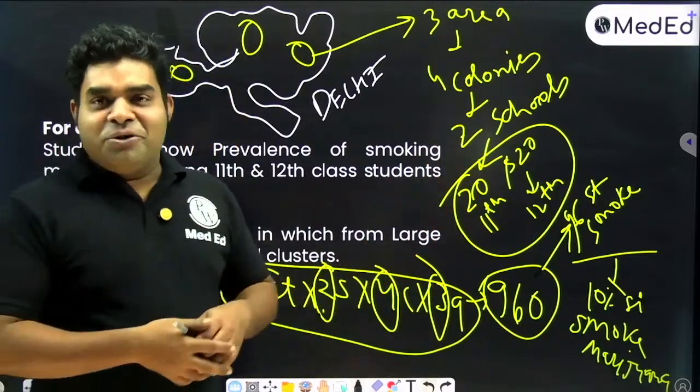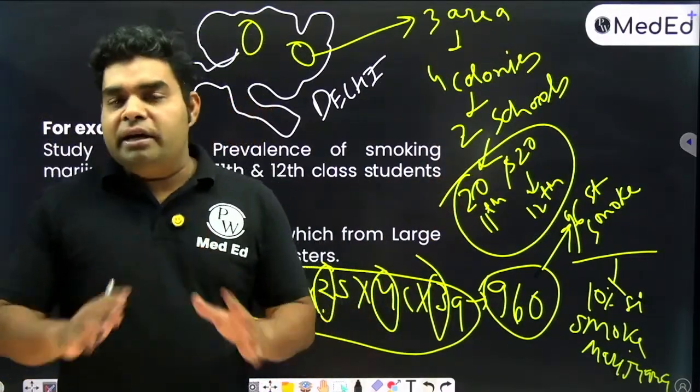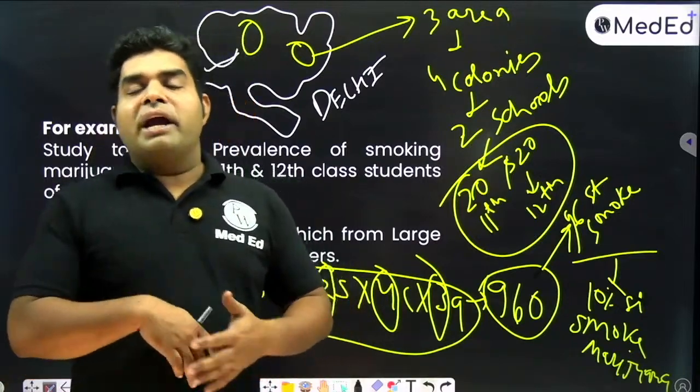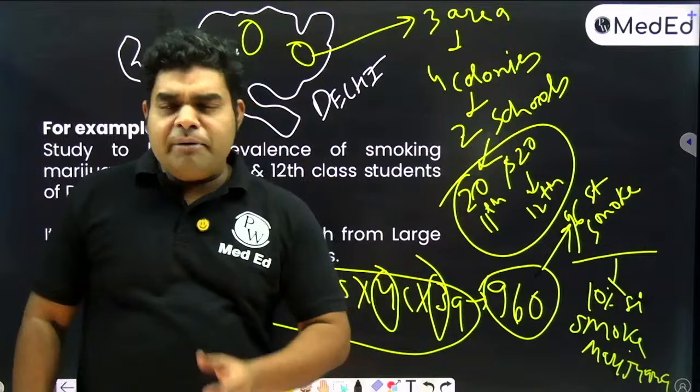You can never ask it on all the population. That is why in the US, UK or any other country, whenever they do any study, they always do it by multi-stage random sampling. Let me give you one more example.